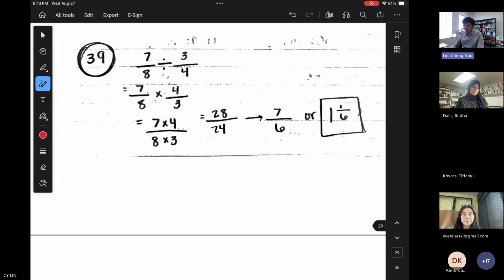Problem 39. 7 over 8 divided by 3 over 4. So again, we multiply by the inverse. So we have 7 times 4 divided by 8 times 3. So therefore, we have 28 over 24. Final answer, yes or no?